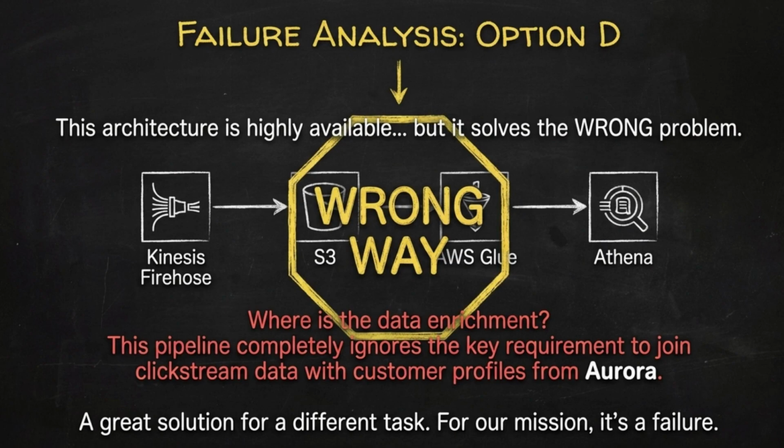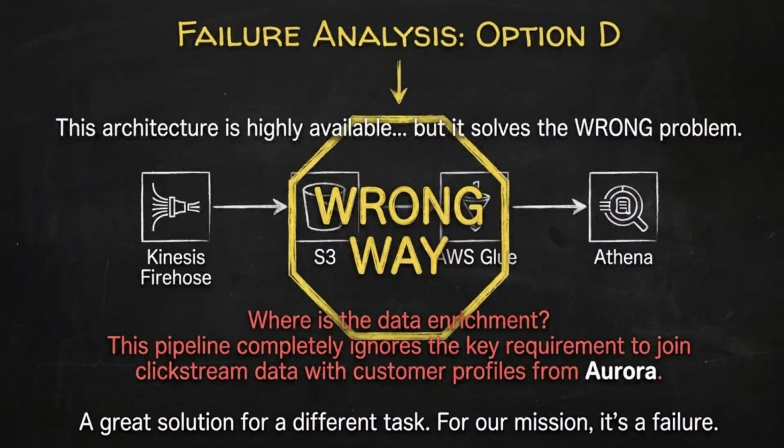The company wants to enrich Clickstream data with information from Aurora. Join clicks with customer profiles. Now look at option D's diagram. Kinesis Firehose, S3, Glue, Athena. Where is Aurora here? Where is the data enrichment? This option simply ignores the key requirement.